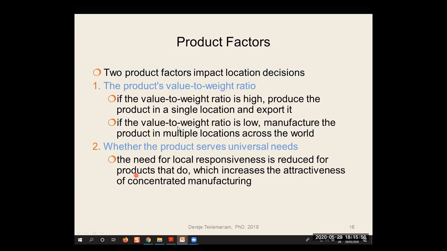The second important thing is whether the product serves universal needs. If the product really tries to fulfill some universal needs, it means the need for local responsiveness is reduced for such products, which increases the attractiveness of concentrated manufacturing. So sometimes we may work on this one. There are a number of examples for this in the textbook, by the way. You can really read that.